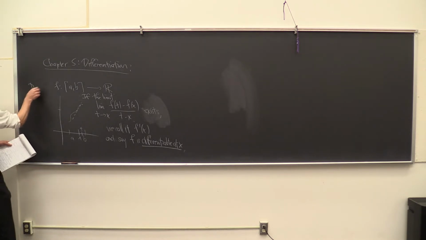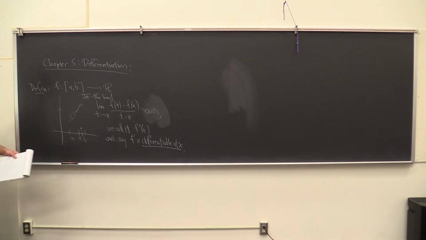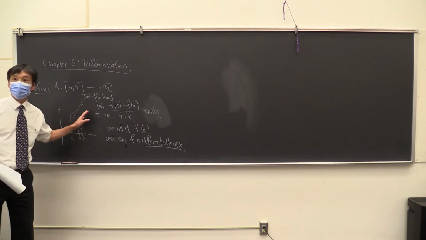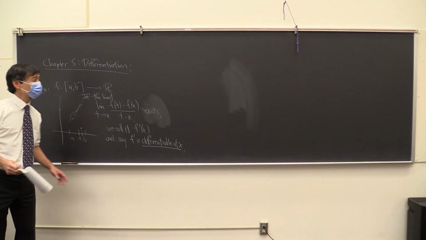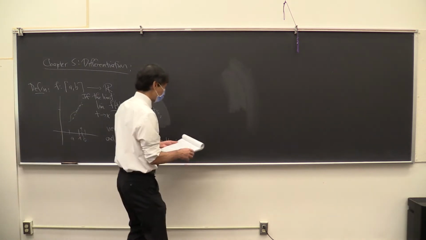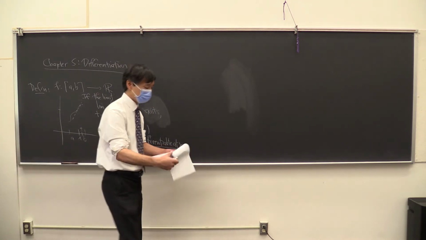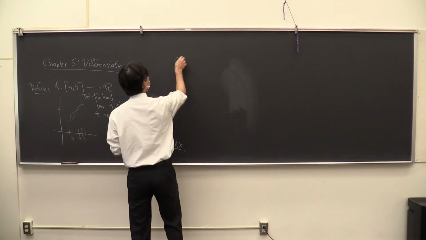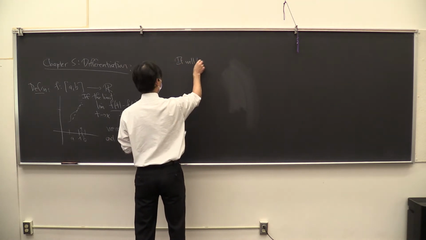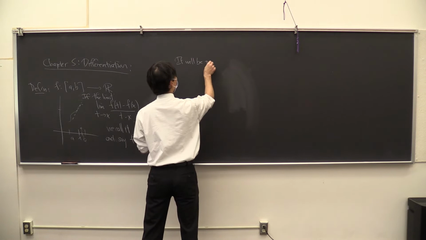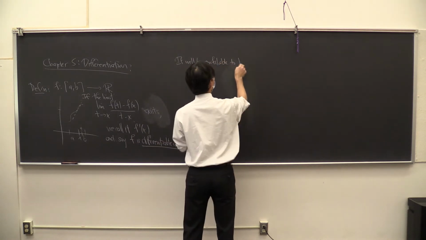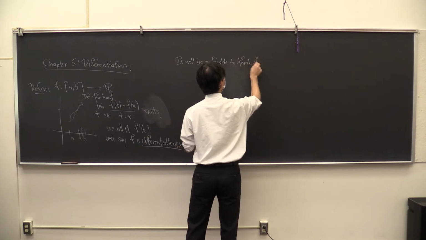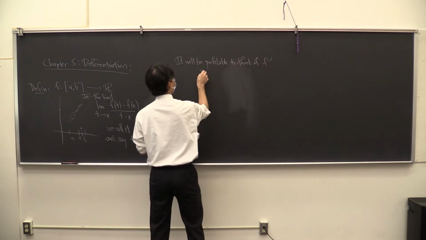So that's going to be our definition as well. I guess the only thing is that now we really know what the limit means in a much better sense than you did before. Okay. It will be profitable, say, to think of f prime in the following manner.